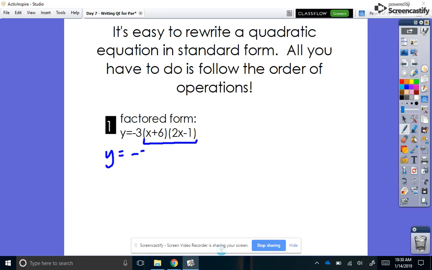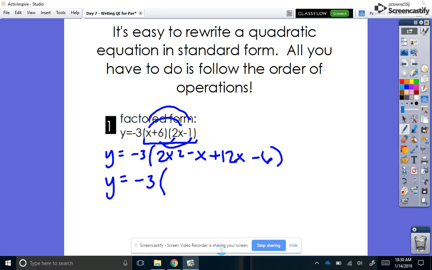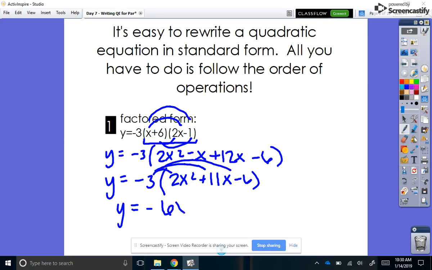So if I FOIL, I'm going to have 2x squared minus 1x plus 12x minus 6. So y equals negative 3 times 2x squared plus 11x minus 6. Now distribute the negative 3 here, here, and here. And you get negative 6x squared minus 33x plus 18.